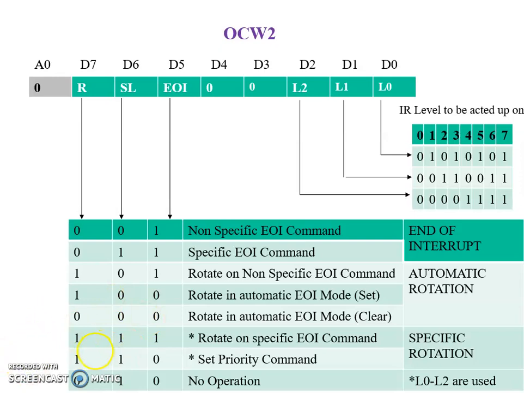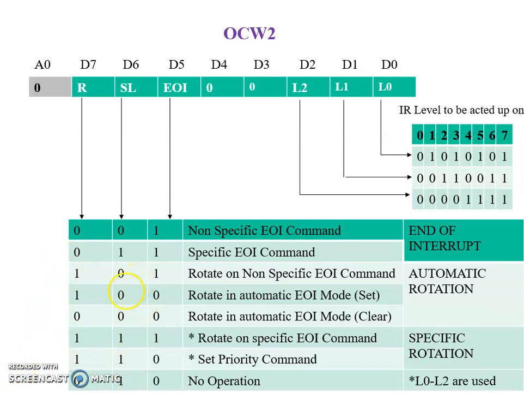In the next case, R is 0, SL is 0 and EOI is 0. So if SL and EOI both are 0, 0 means automatic EOI. Automatic EOI means again in this mode no command is necessary. During the second INT pulse the corresponding ISR bit will be reset. And if you observe, R is 0 here. R is 0 means interrupt priority will not rotate.